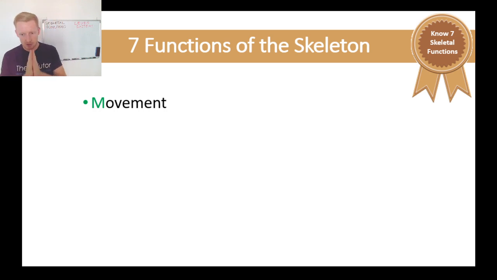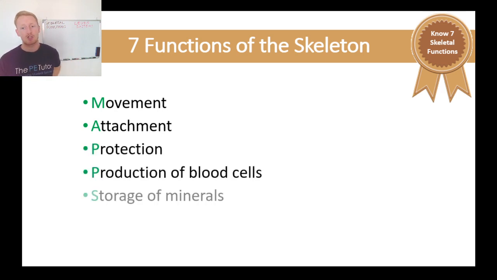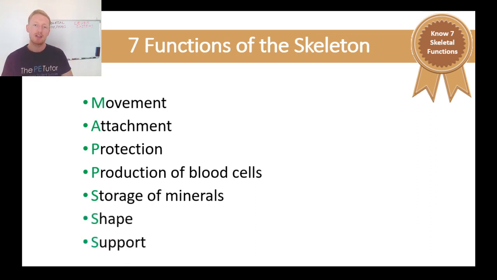So the 7 functions, this is them. If you do have pen and paper, this is what you need to be writing down. We have M for movement. We have A for attachment, P for protection, another P for production, an S for storage, an S for shape, and lastly, S for support. And if you arrange them in this way, there is this word that we spell out, this acronym, not anagram, the acronym of MAPS. Okay, MAPPSSS. Movement, attachment, protection, production, storage, shape, and support.